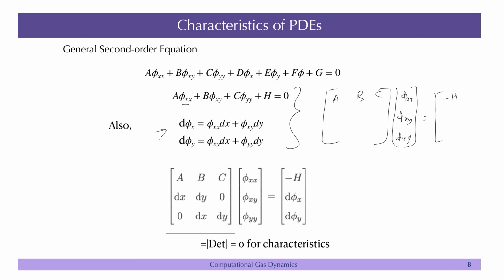Similarly, you take this equation. So, phi x x multiplied by dx, phi x y multiplied by dy, and this is 0. So, that becomes d phi x, right, and similarly, if you look at this one, that will become 0 dx dy, and that is d phi y, right.